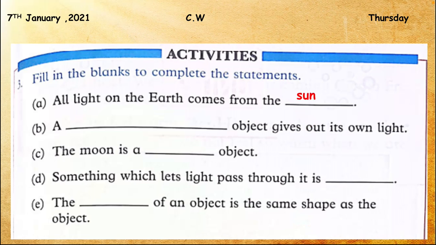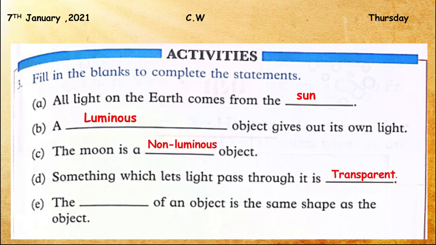Now come to question number 3 on page number 51. The question is: fill in the blanks to complete the statements. Blank A. All light on the earth comes from the, just as we have learned, from the sun. Very good. All light on the earth comes from the sun. Blank B. A dash object gives out its own light. A luminous object gives out its own light.